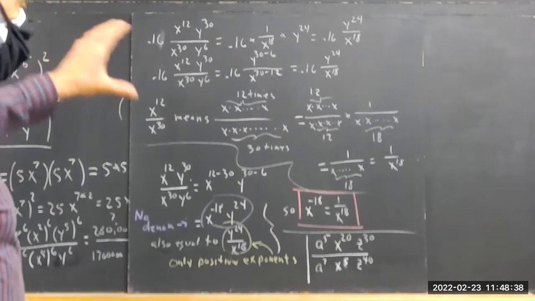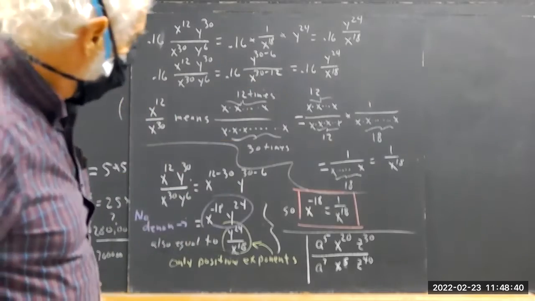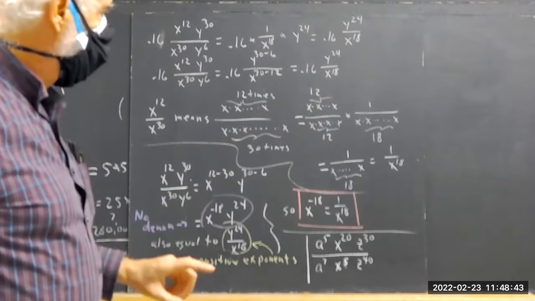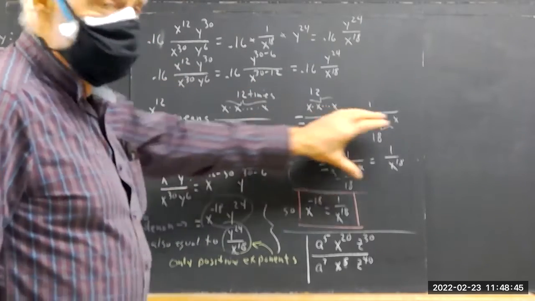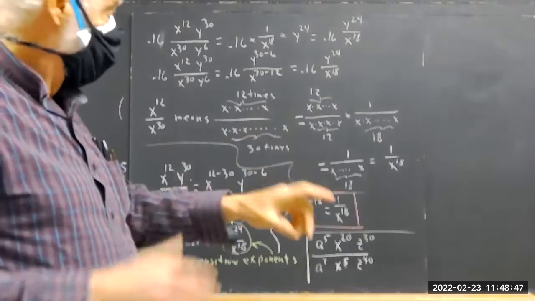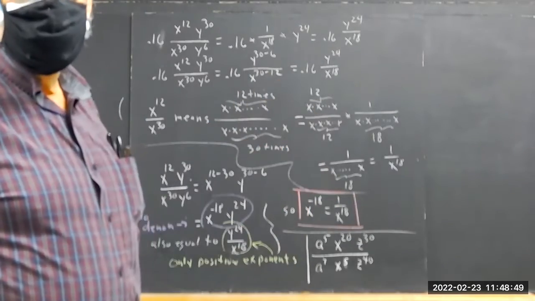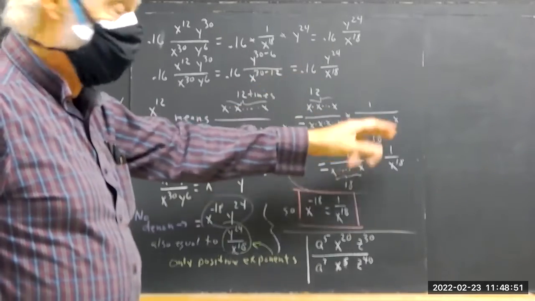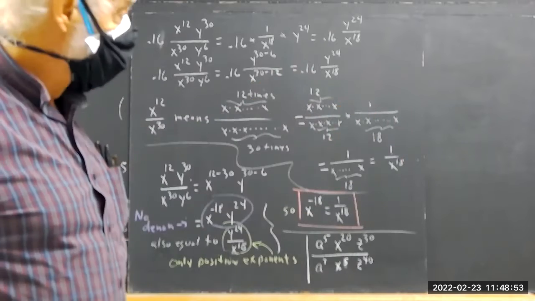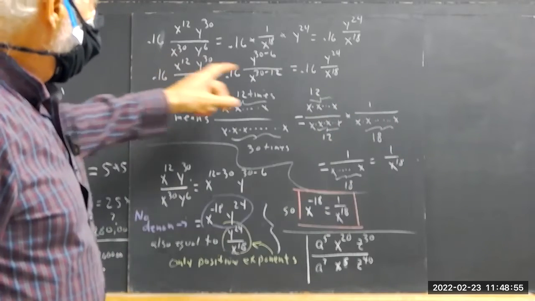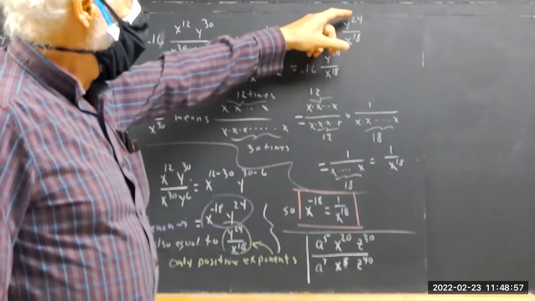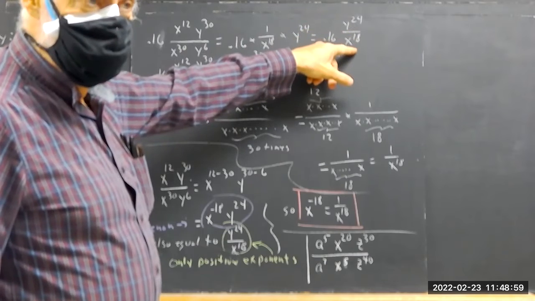Okay, so things are a little jumbled here. Might be a little hard to sort it all out, but the logic of what we did was up here in terms of grouping x's in this case to give us a 1 and then writing out whatever we got left over. We see that this is 0.16 y to the 24th over x to the 18th, right?